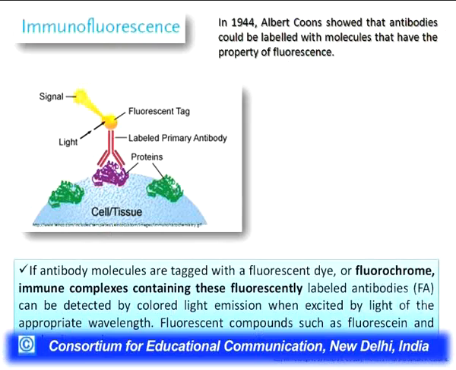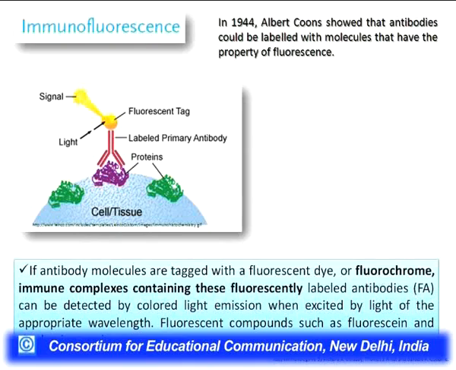The next major method which was developed was called immunofluorescence, which revolutionized the field of immunobiology. This method was first developed by Albert Coons in the year 1942. It was basically developed to track the proteins which are present on the surface of the cells with the help of antibodies labeled with a fluorescent tag. These fluorescent tags can be fluorescein or rhodamine.